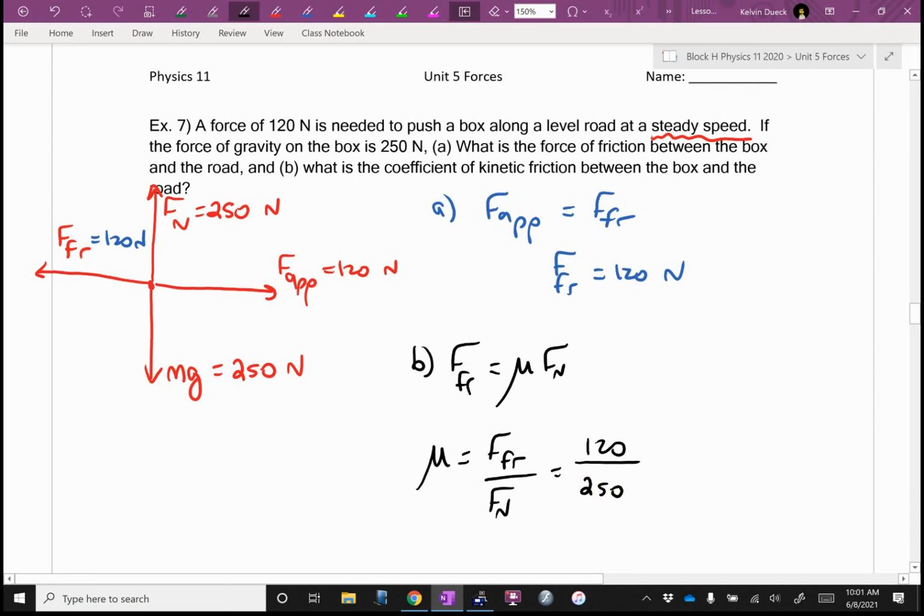And can you see it's newtons divided by newtons? The units do cancel. This is why mu has no units. 12 divided by 25. What's a clever way to divide by 25?